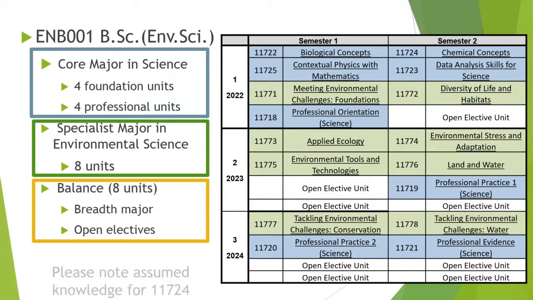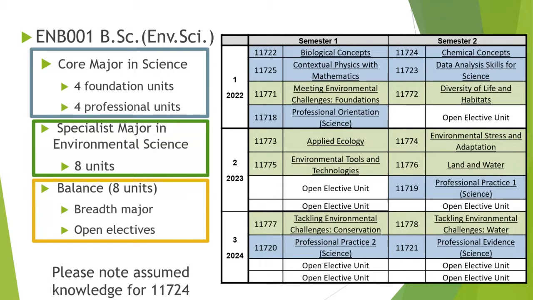Now, one very important thing I want to draw your attention to is that in the top right-hand corner there, I've put in chemical concepts, 11724. Chemical concepts does not have a prerequisite, but it does assume knowledge of year 11 and 12 chemistry. Have a read now, right now, after this session, of the requirements for chemical concepts. If you feel that you do not have that assumed knowledge, then I encourage you very strongly to take chemical foundations in semester 1. Okay, the unit code for chemical foundations, sorry, it's not on the slides, is 11768.